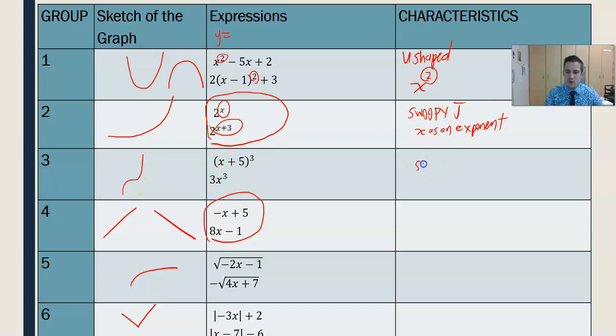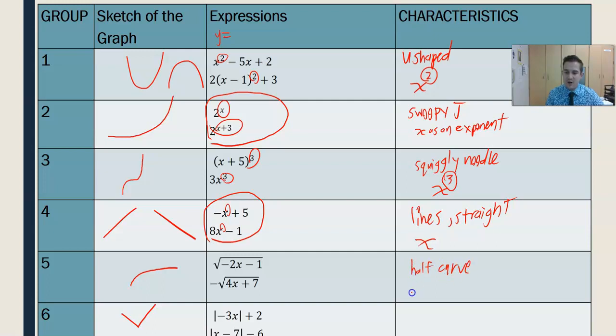Here I call this the squiggly noodle. What they all have in common is they all have an x cubed. There's a power of 3 in all of these expressions. These are all lines. They're all straight, and notice that all of these x's don't have any exponents, so there's just x's. Here, these all have a half curve situation, and they all have a root symbol, specifically a square root. That's something they all have in common.